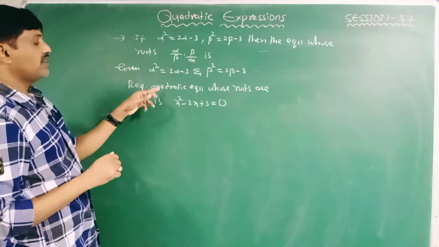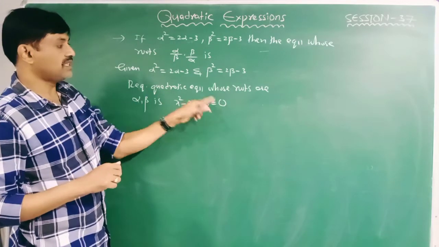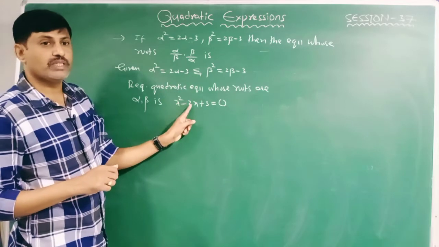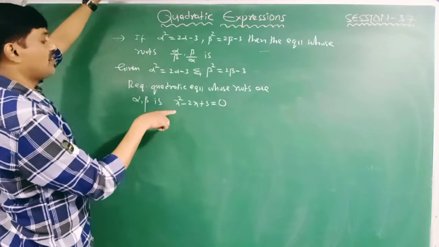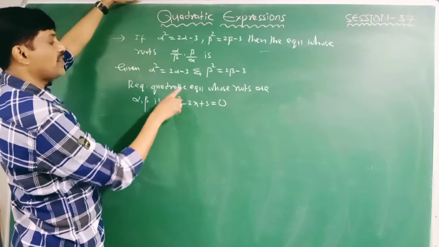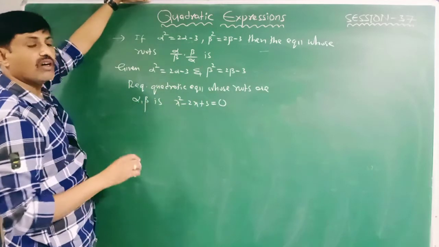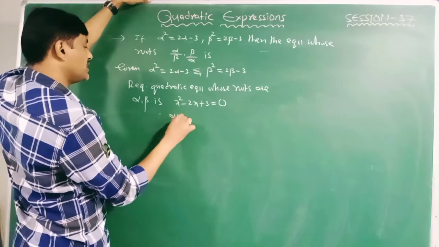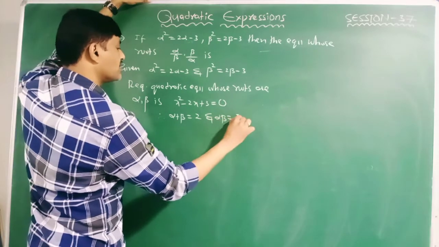Okay, now alpha is a root, alpha square minus 2 alpha plus 3 is equal to 0. Beta is a root, beta square minus 2 beta plus 3 is equal to 0. Therefore, the required quadratic equation is x square minus 2x plus 3 is equal to 0, whose roots are alpha comma beta. Therefore, alpha plus beta is equal to 2, and alpha beta is equal to 3.